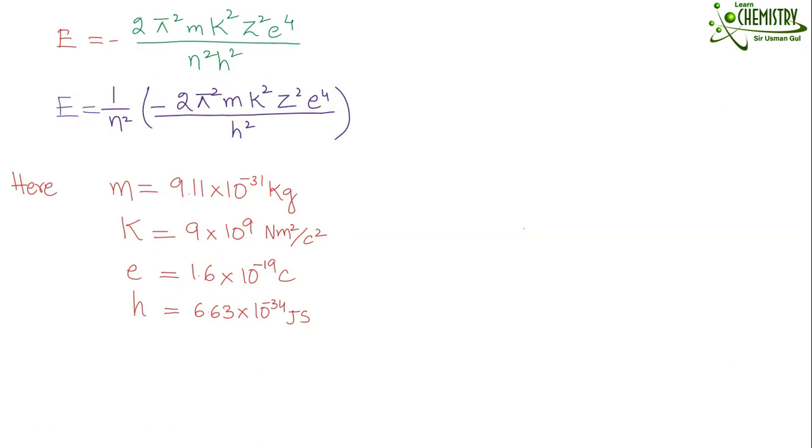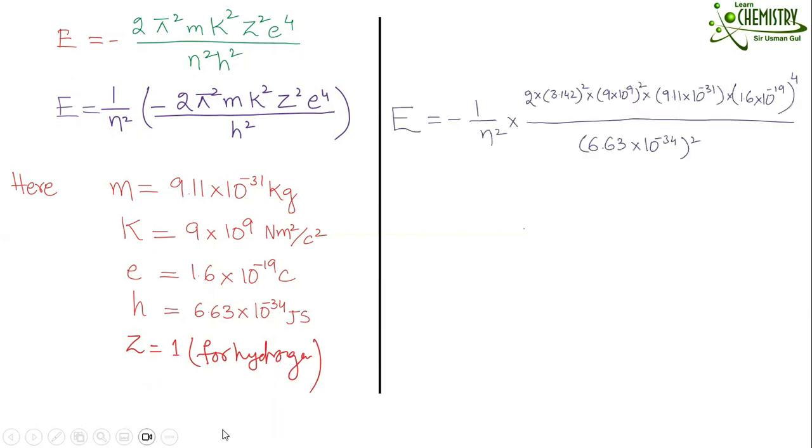Okay, right now I'm using all the values which are in SI unit. So we will get the formula of energy in joule after putting all the values. Okay, what value did I leave? Yes, z. Z will be 1 for hydrogen. Okay, so let me put all these values.